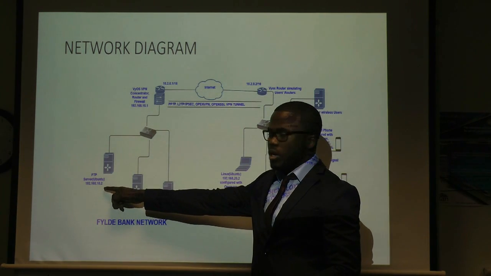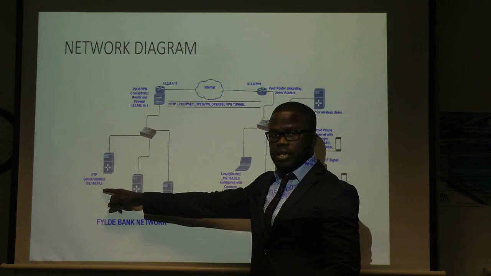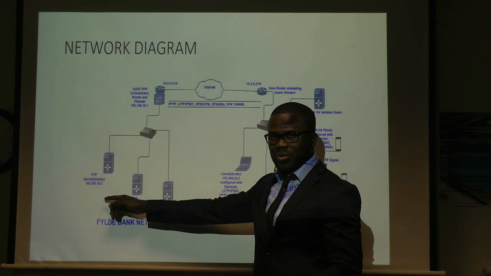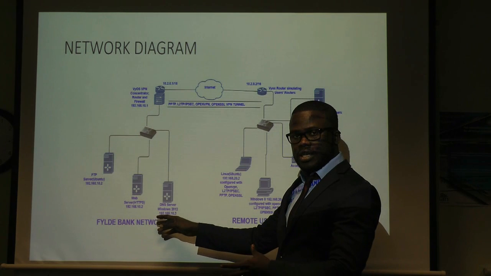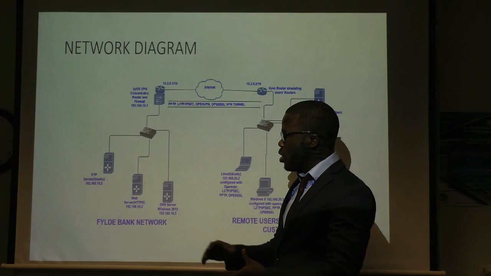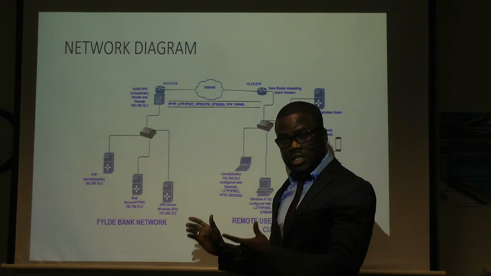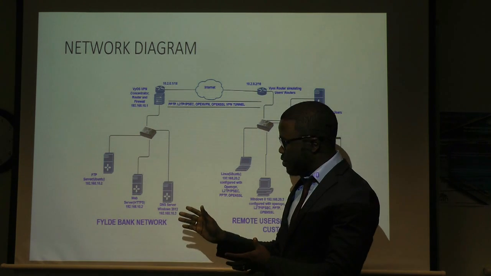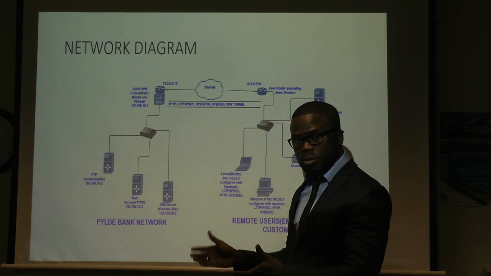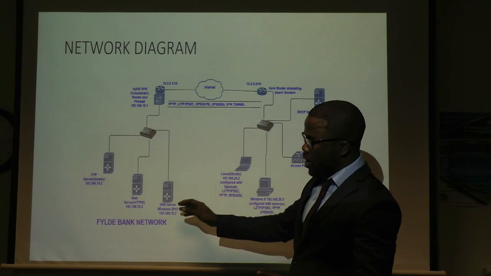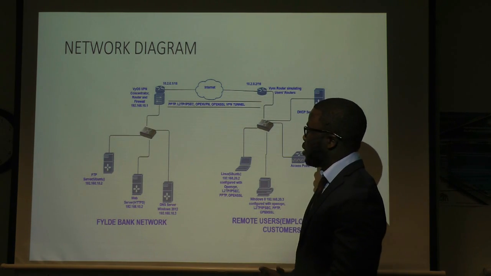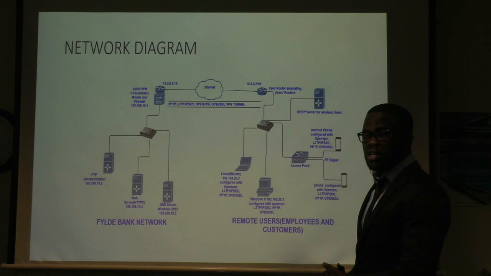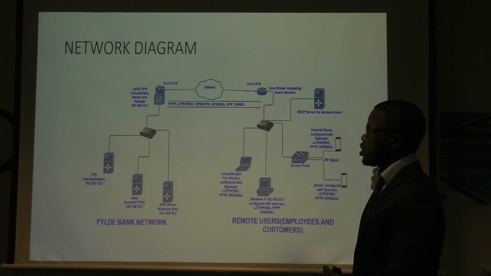On this side we have the FTP server with the IP address 192.168.10.2, and this side represents the Apache web server using the same IP address as the FTP server, 192.168.10.2. And right here we have the DNS server using Windows Server 2012. So this is the complete network diagram for the implementation.